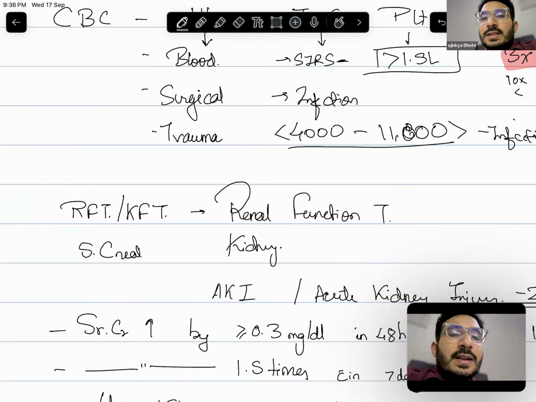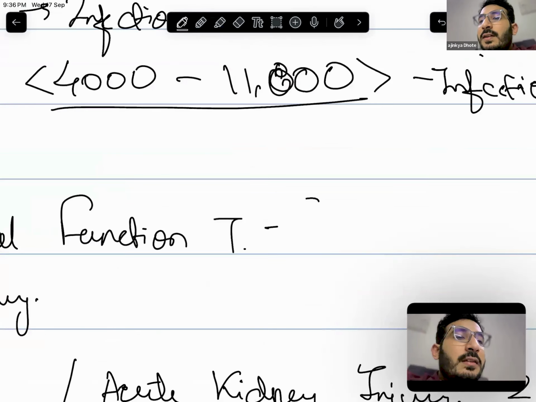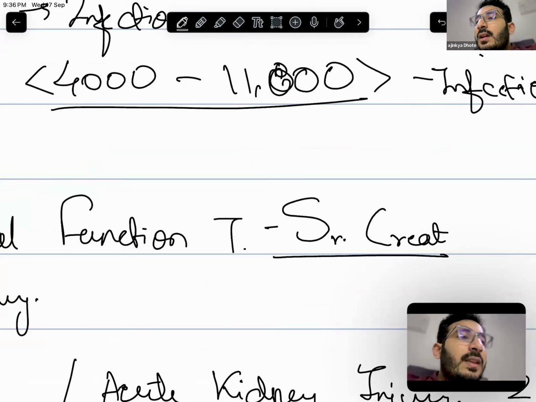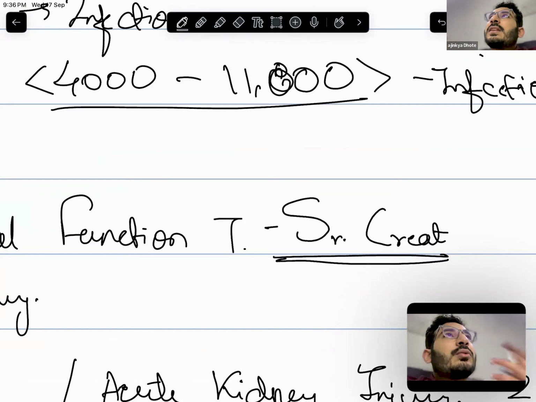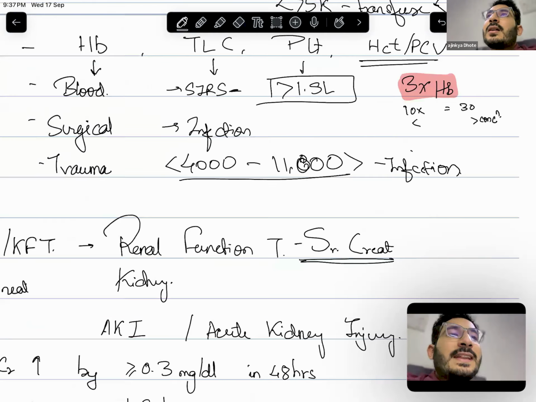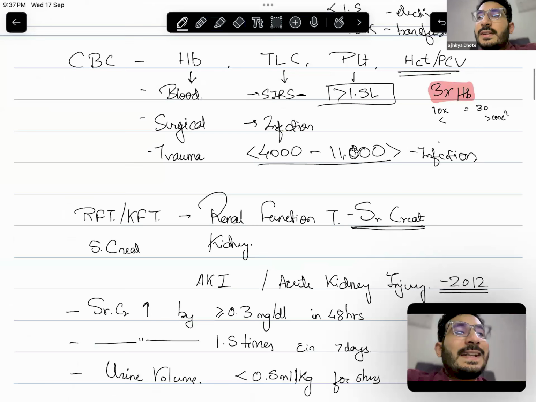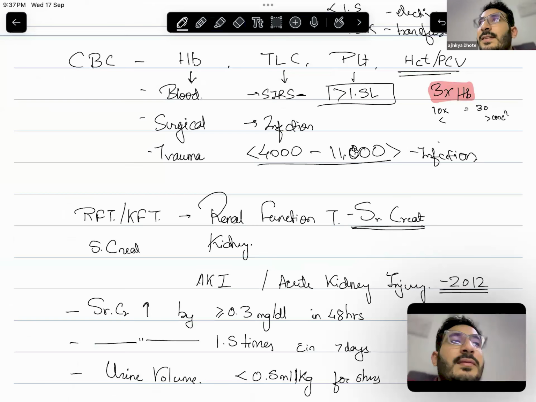Next, coming to your renal function test or kidney function test. Both of them mean the same. The most important parameter seen in a renal function test is serum creatinine. Serum creatinine is usually a marker of kidney function because it is excreted by the kidneys exclusively. Anytime there's any issue with the kidneys, your creatinine level will start rising.